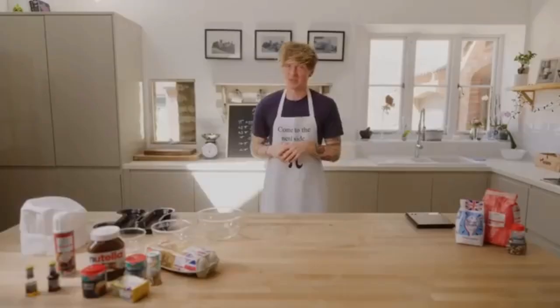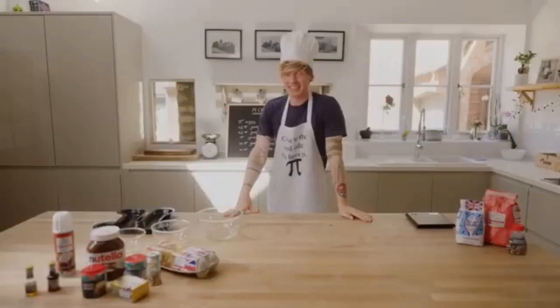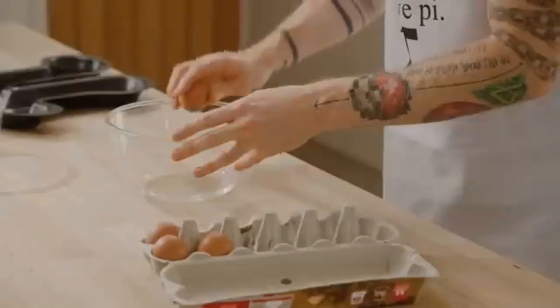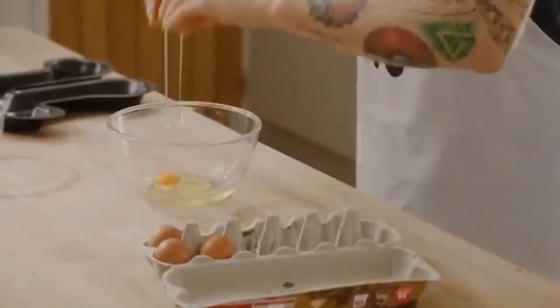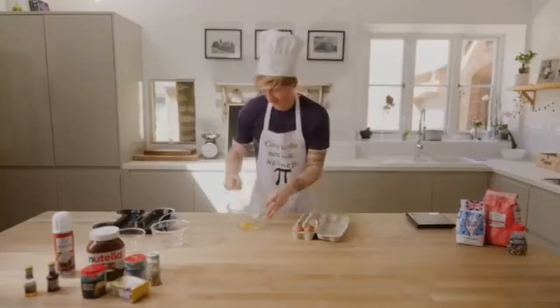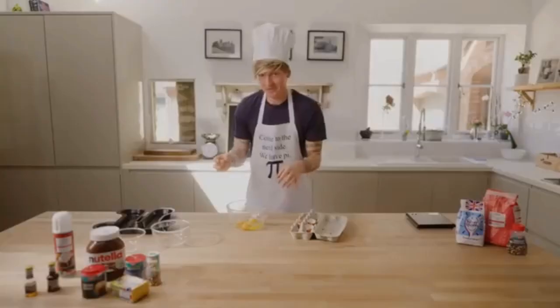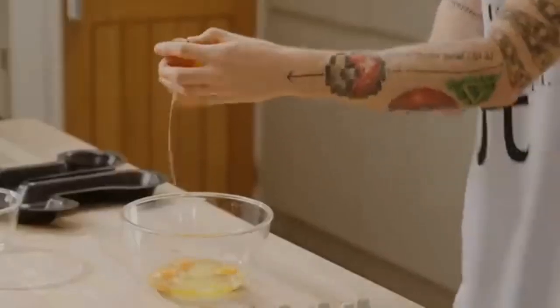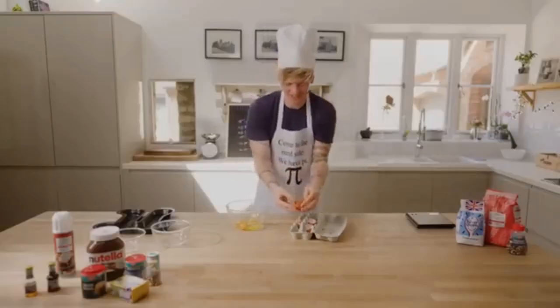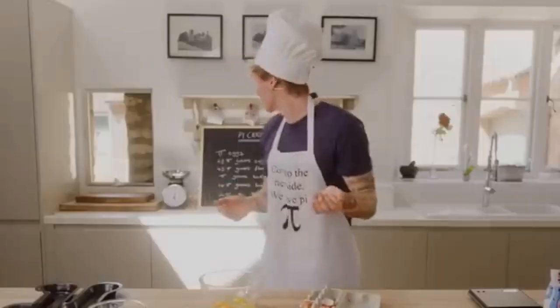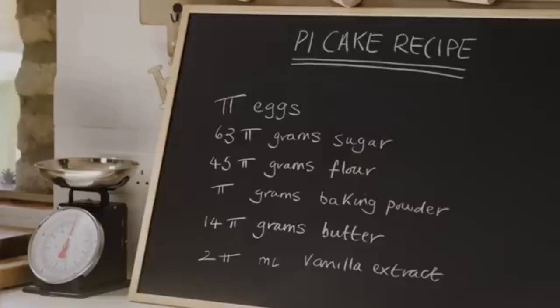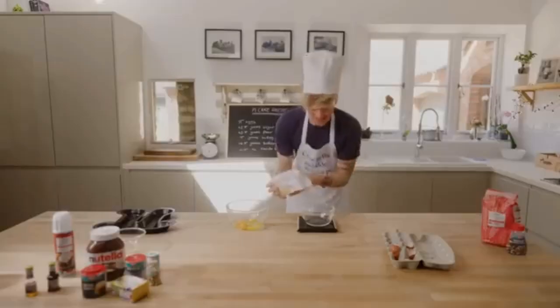Let's do this. The only place to start is going to be with the appropriate attire. And then I believe, yep, the first ingredient is pie eggs. I can do 3. 1, 2, 3. All right, tricky part. 0.14 of an egg. There. That's very scientifically 0.14 of an egg. What's next? 63 pie grams, 200 grams of sugar, I think.